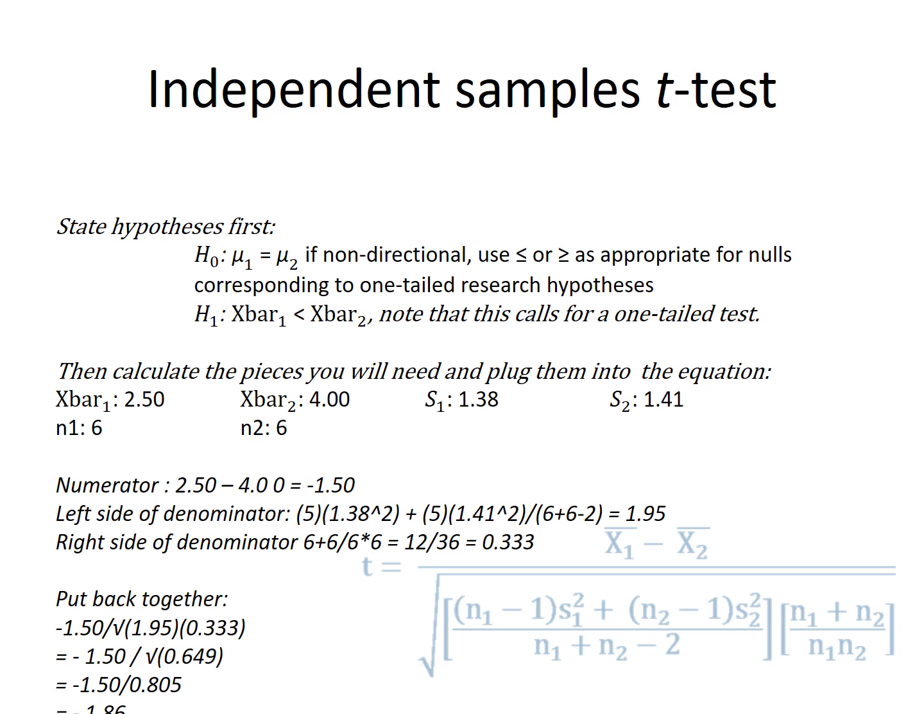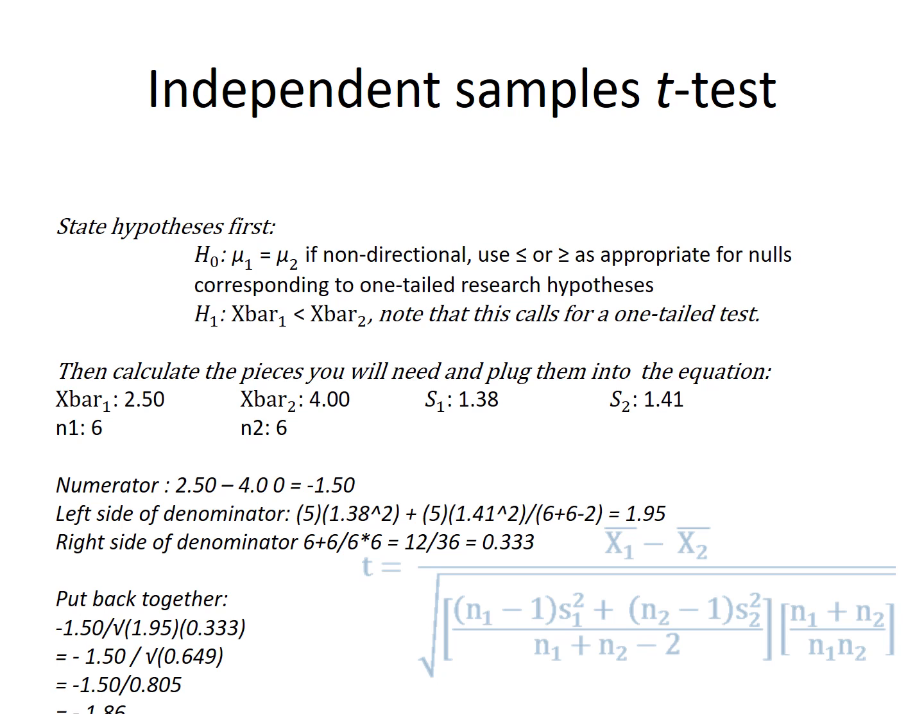Here I have calculated the 6 pieces. I'm not going to walk you through in the slide how to find the mean and the variance or standard deviation, because you should know how to do that already. Okay? My mean for group 1 was 2.5 and my sample size for group 1 was 6. My standard deviation for group 1 was 1.38 and my variance was approximately 1.90. That's 1.38 squared. I'm going to be plugging in the standard deviation and then squaring it. If you prefer to use the shortcut, you can just plug in the variance, which is 1.90 approximately.